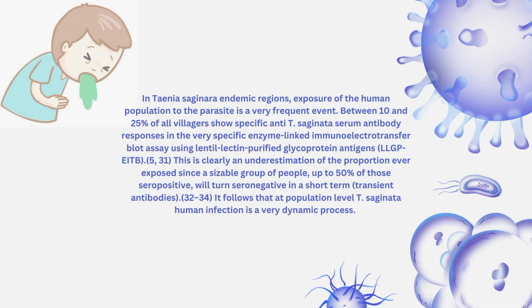saginata. In Taenia saginata endemic regions, exposure of the human population to the parasite is a very frequent event. Between 10 and 25% of all villagers show specific anti-T. saginata serum antibody responses in the very specific enzyme-linked immunoelectrotransfer blot assay using lentil lectin purified glycoprotein antigens.